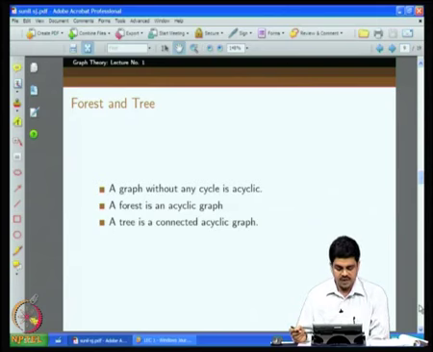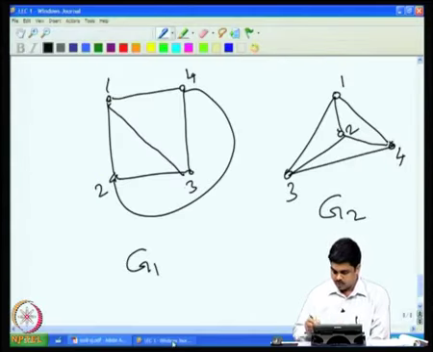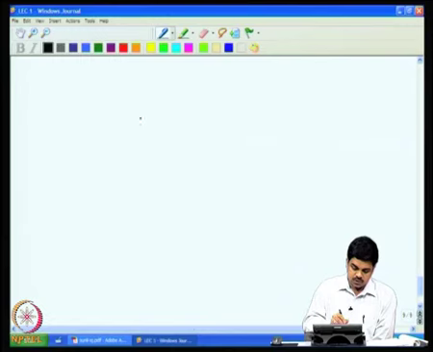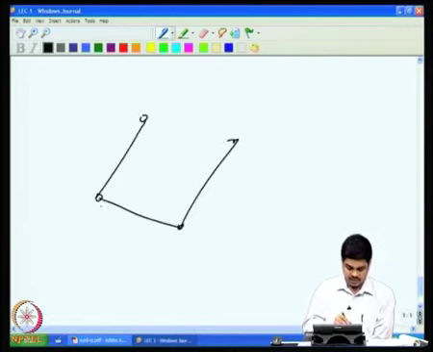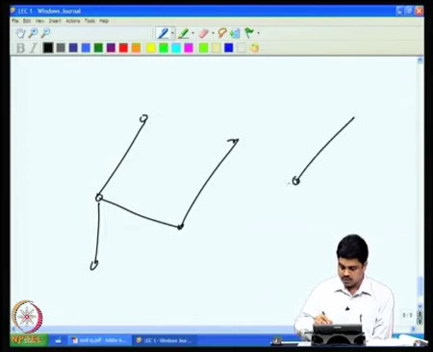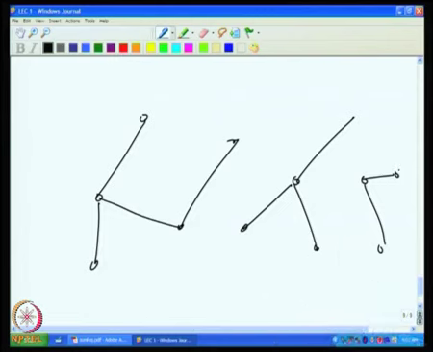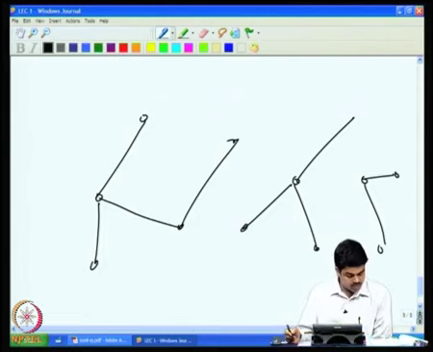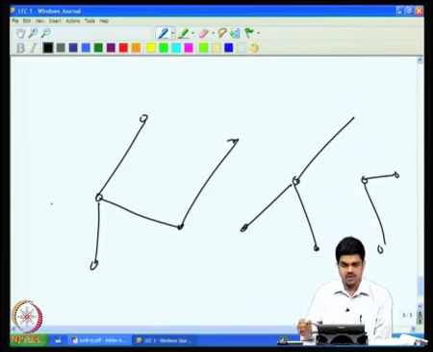So, how will a forest look? It may look like this, where we cannot put a cycle. So, this is a forest. Here you see this is acyclic, but not connected. This is a disconnected graph.